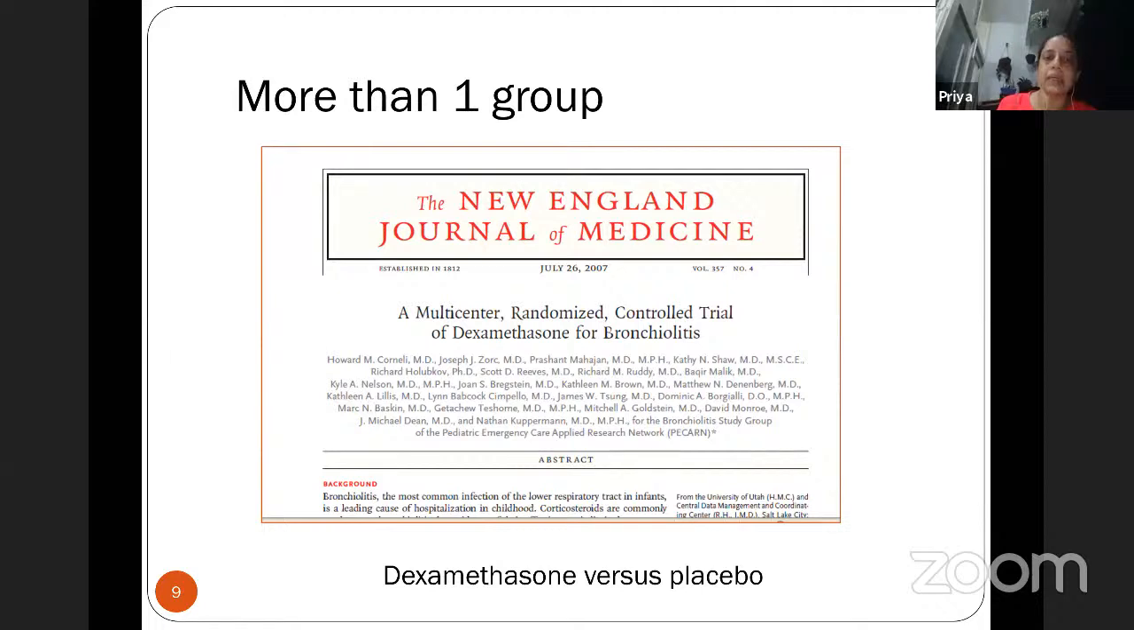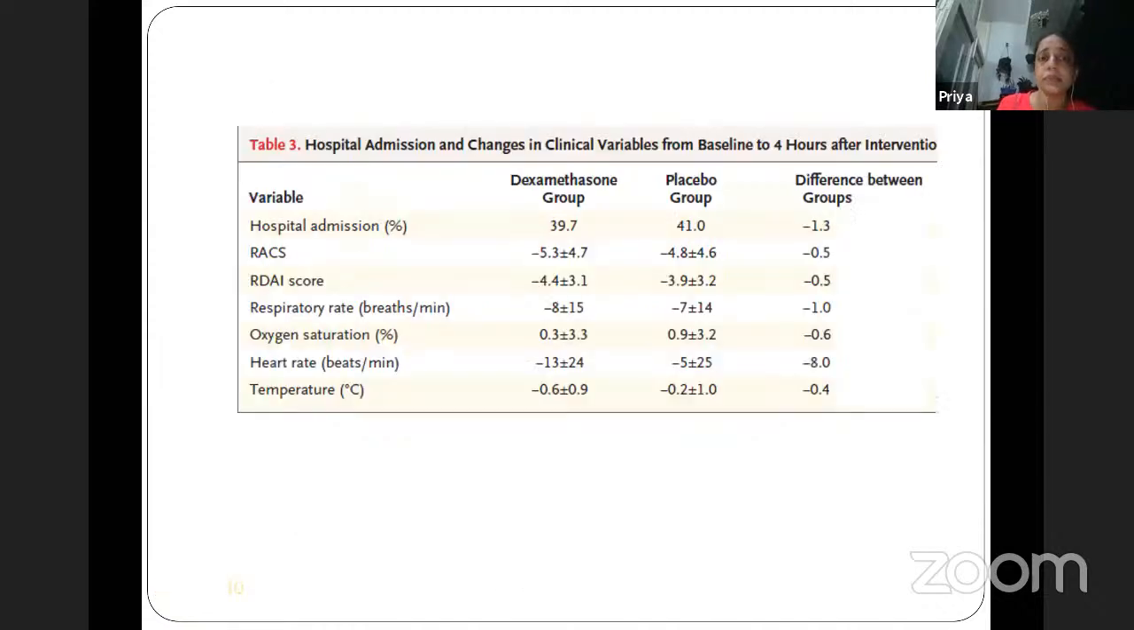If you have more than one group, you're comparing two groups. So this was a study comparing dexamethasone with placebo for bronchiolitis in children. And the outcome was hospital admission. So if you used a steroid, did it reduce the chances of needing hospital admission? And this is how the results would look, right?